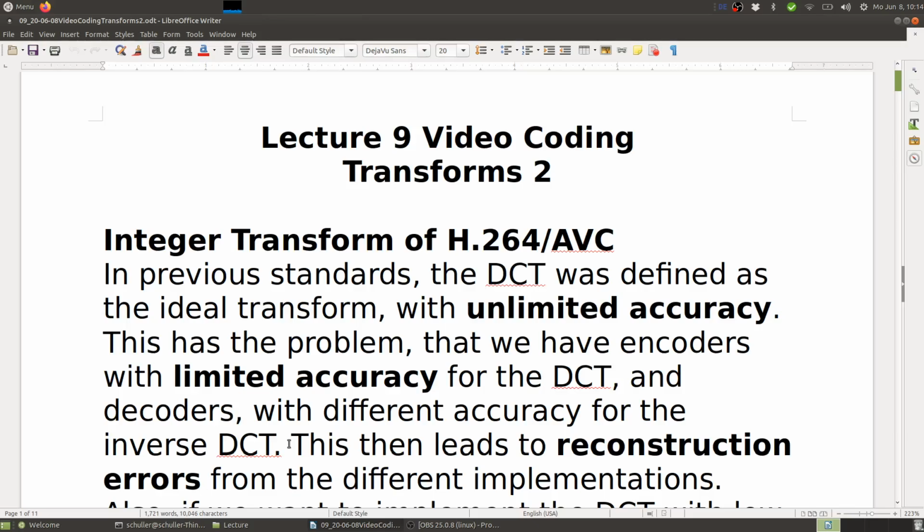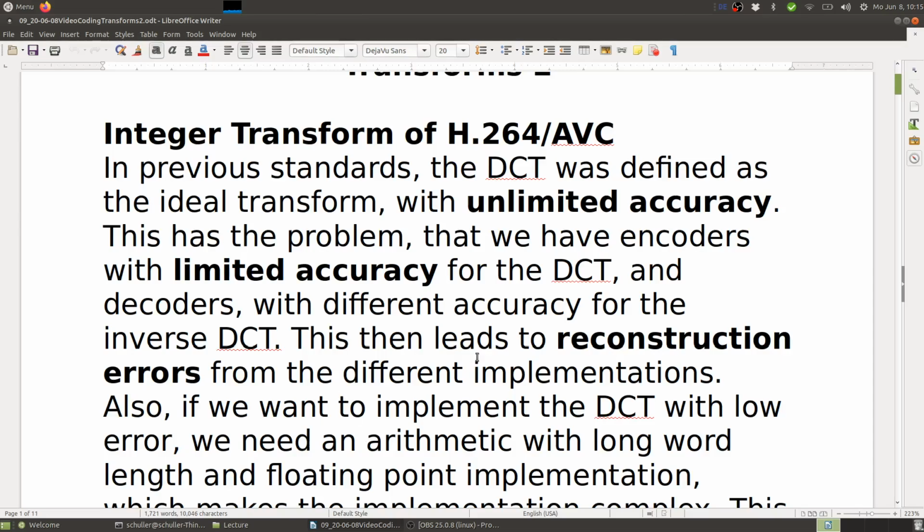So we have different computational complexity or ways to compute the encoder side and the decoder side. So for instance, we have a more complex encoder, but then we have a more simple decoder, and then it doesn't quite fit, right? So this actually leads to reconstruction errors from the different implementations. And this is actually not really necessary.